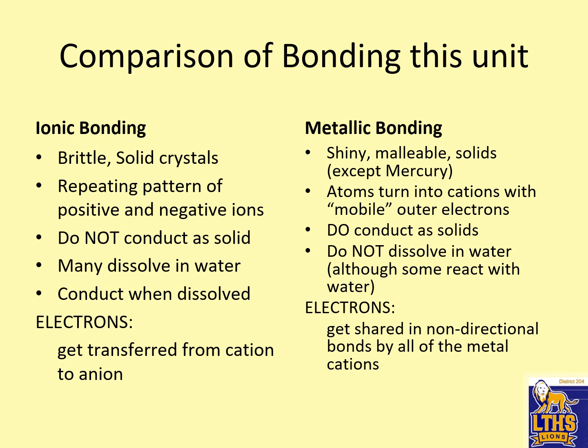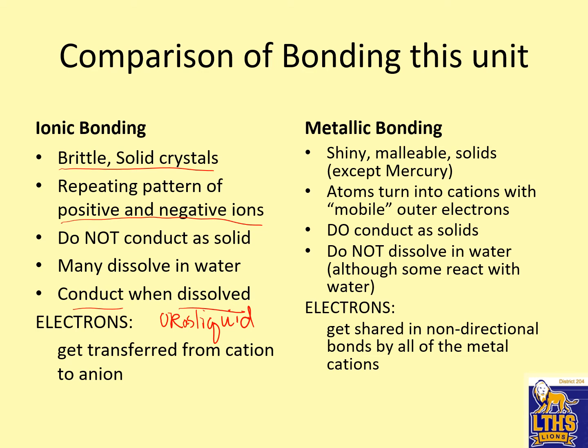So, comparisons of bonding in this current unit. Ionic bonding, here's some properties. Brittle solid crystals. Repeating pattern of positive and negative charged ions. They do not conduct when they're solid, but they do conduct when dissolved, or when they're melted or as liquid. Okay. How do ionic compounds form? When the electrons get transferred from the thing that turns positive, usually a metal, to the thing that turns negative, usually a non-metal. There's also polyatomic ions involved.